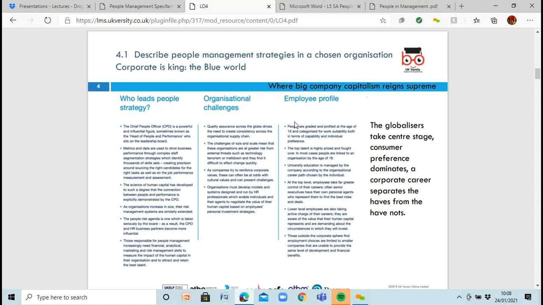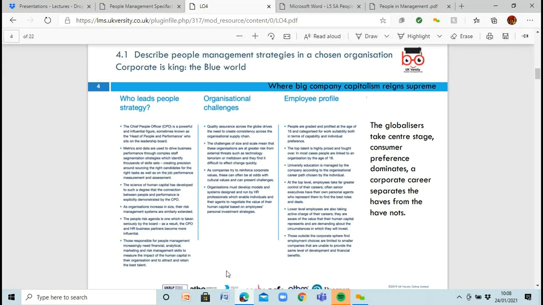So we're going to go into 4.1, which is describe people management strategies in a chosen organization. So corporate is king, so the blue world. We're going to be looking at the blue world over here. So this is where the big companies' capitalism reigns supreme. So the globalizers actually take center stage. There's consumer preference dominating the actual organization. There's a corporate career separates, and so it separates the haves from the have-nots.